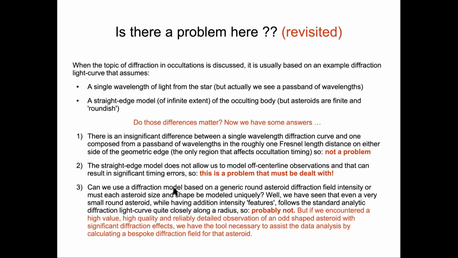Well, I showed a big one and I showed a small one, and the answer, at least in my opinion, is we probably don't have to consider the very specific features of an asteroid shape. But if we encountered a high value, high quality, and reliably detailed observation of an odd shaped asteroid where there were significant diffraction effects, I know that's stacking up a lot of ifs, there is a tool available to assist the data analysis by calculating a bespoke diffraction field for that asteroid.